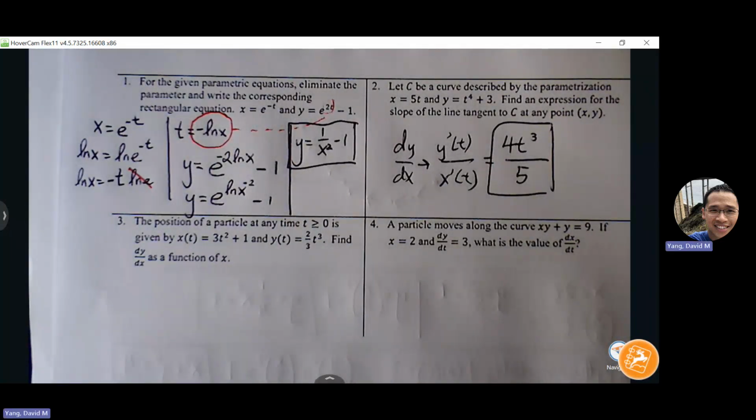Okay, for number 3, we'll find dy dx. Now, when you find dy dx, it'll be in terms of t. You just have to find a way: how can I get that t to be replaced in terms of x?